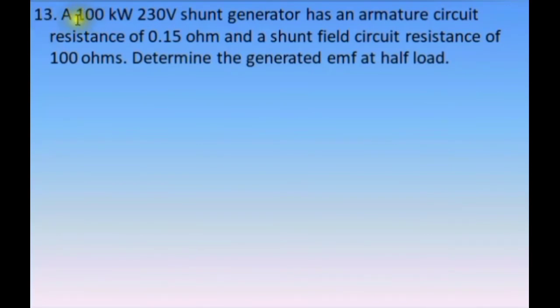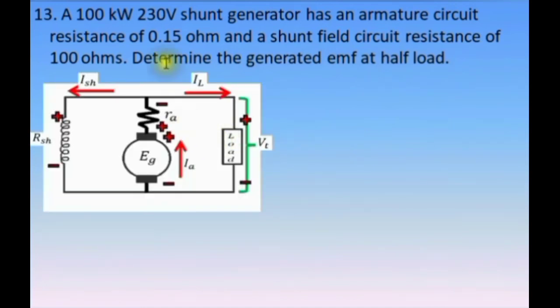Problem number 13. A 100 kilowatts, 230 volts shunt generator has an armature circuit resistance of 0.15 ohm and a shunt field circuit resistance of 100 ohms. Determine the generated EMF at half load.